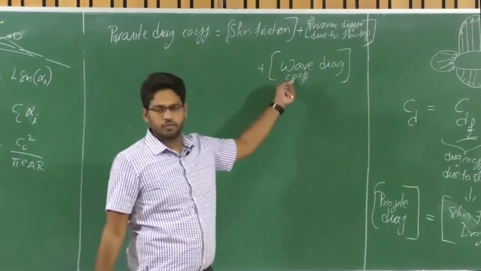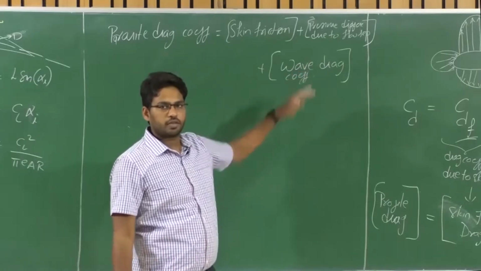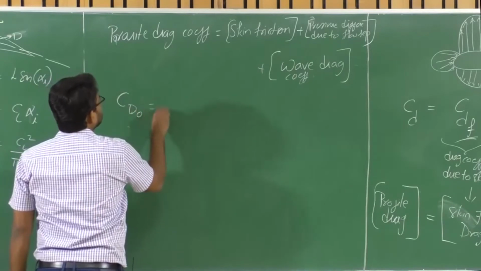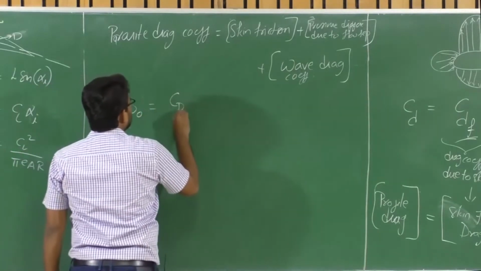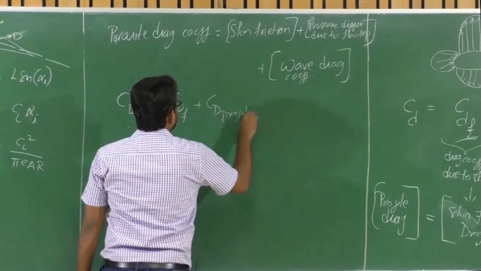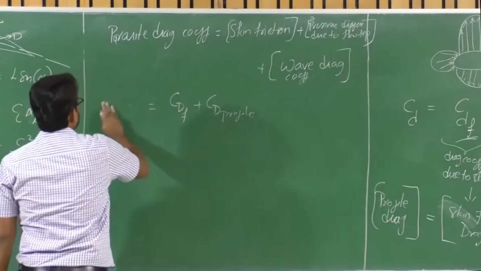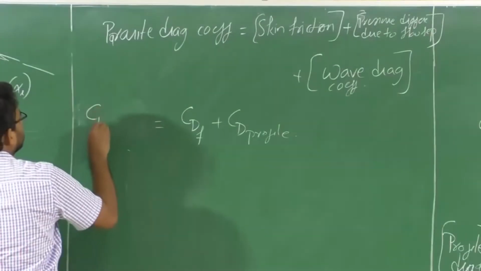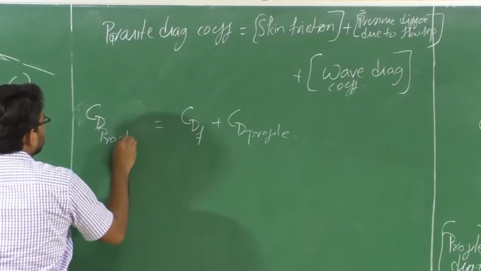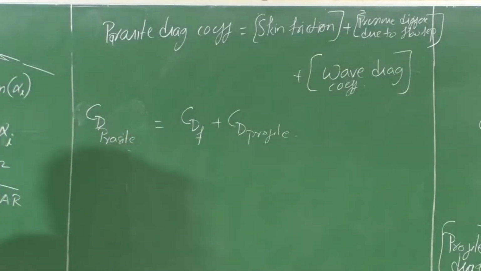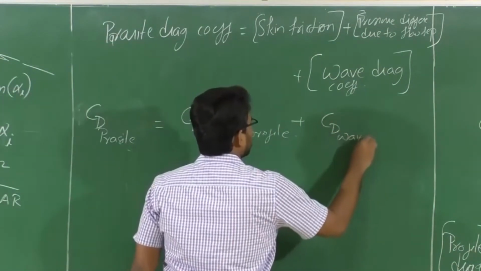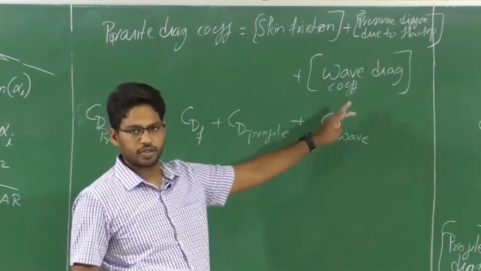So at lower subsonic speeds, wave drag coefficient will disappear. What we have is CD naught, which is equal to CD friction plus CD profile. Or we can say the parasite drag coefficient is due to skin friction and profile drag coefficient, plus you can say CD wave drag coefficient, but at lower subsonic speeds this will disappear.